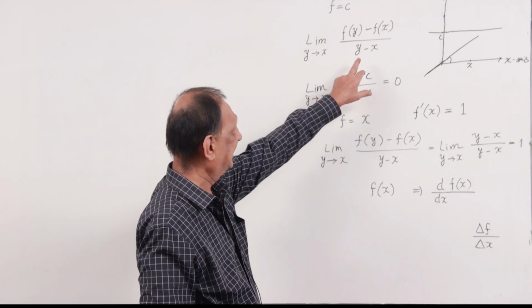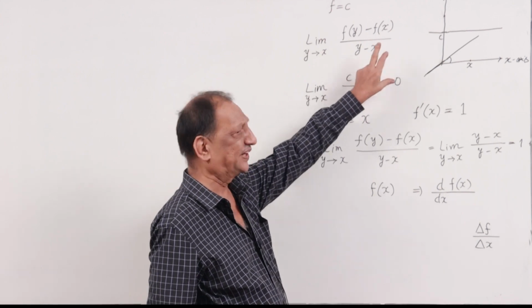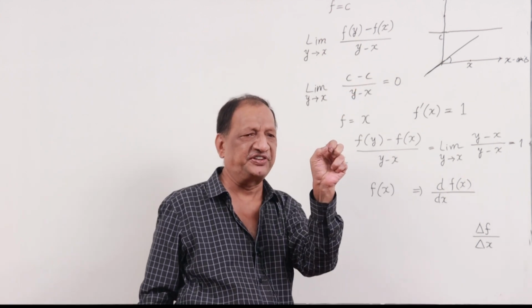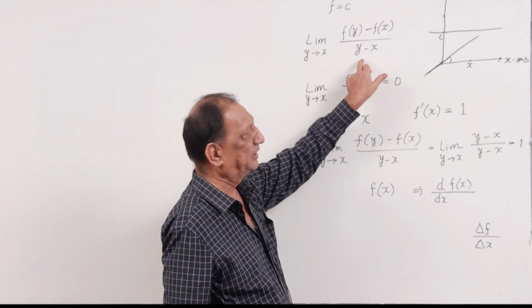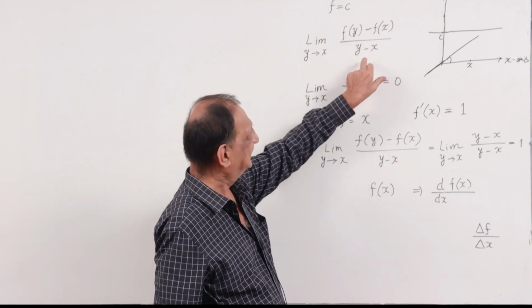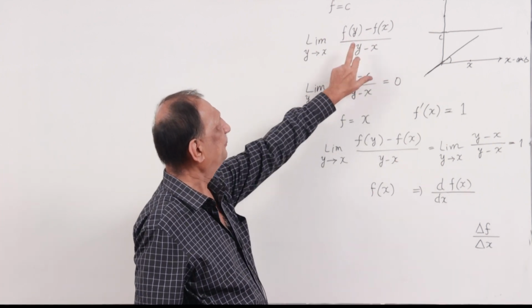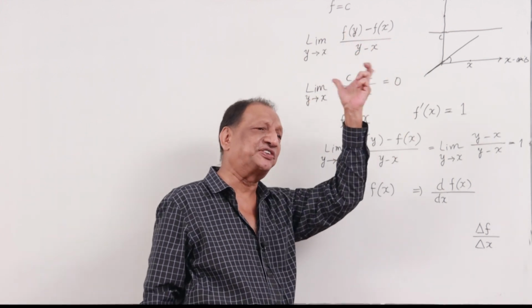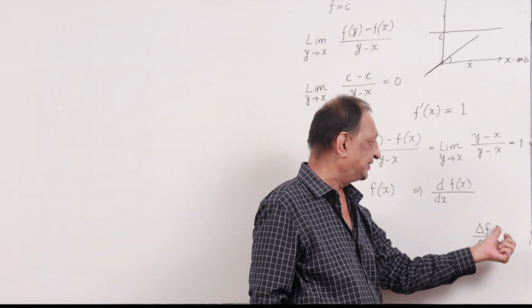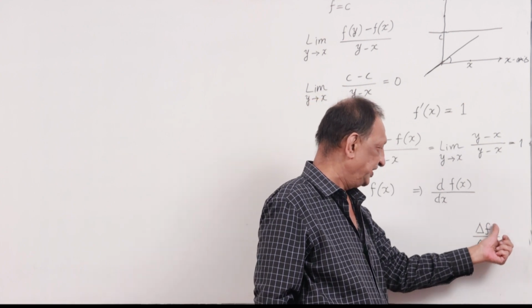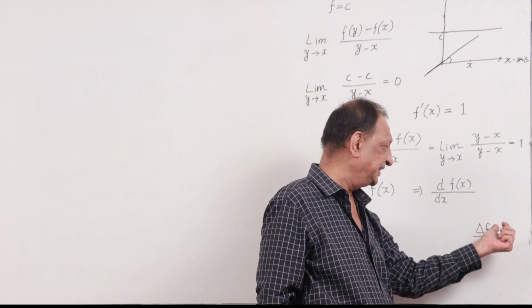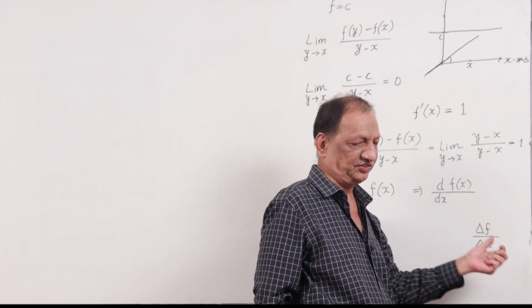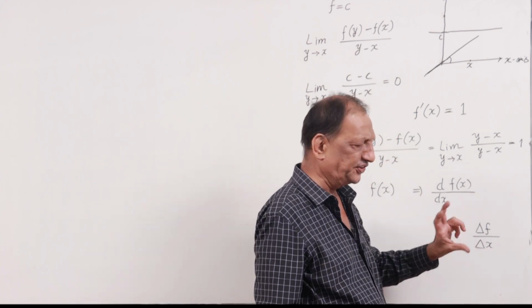In fact, you can see here, that is what I have written here. y minus x is delta x. The small change in x is y minus x. It's actually delta y in this. Anyway, it doesn't matter. And f(y) minus f(x) is the corresponding small change in f. So we divide the corresponding small change in f by the change in x. Very small, and that ratio is the derivative.